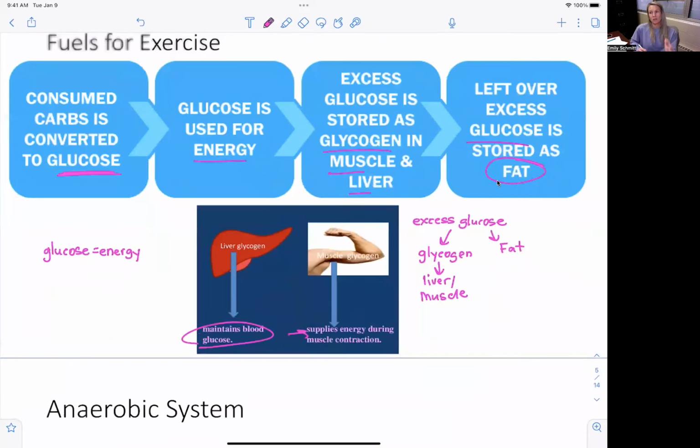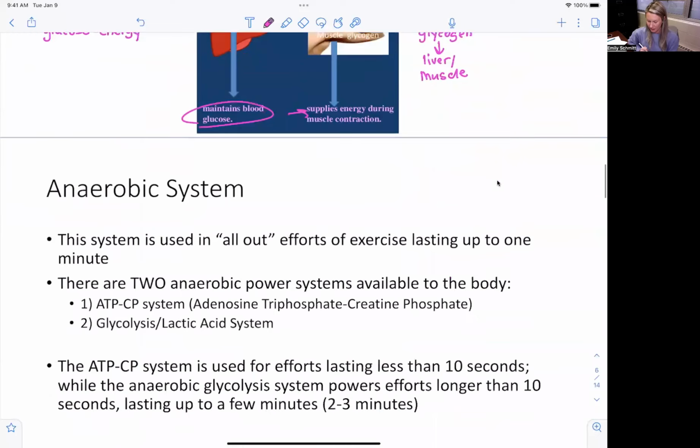Now, if you remember back to our body composition lecture where we talked a little bit about obesity and overweight, we know that this leftover excess of glucose that's stored as fat, if it's not used for energy to fuel exercise, for the examples for this class, then it's stored as fat. And if you continue to eat excess glucose, it will continue to be stored as fat. And if you don't work off that fat, that's how we get into the overweight and obese state.